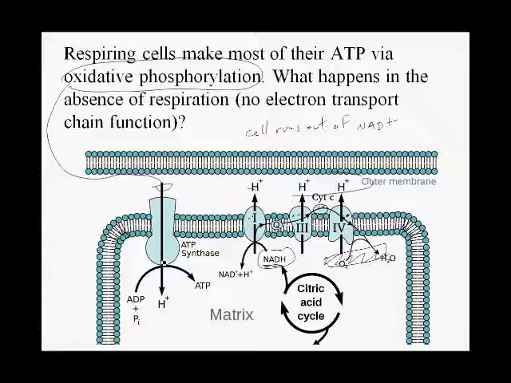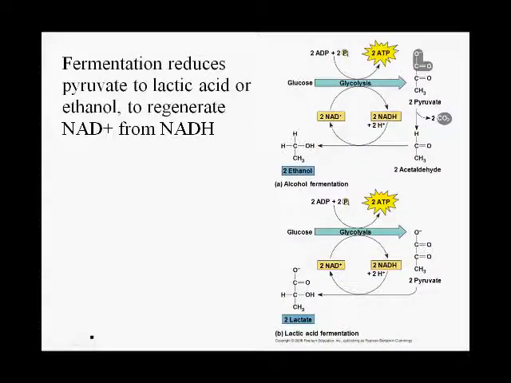So what can it do? Well, cells have an alternative to oxidative phosphorylation. Remember, the second way for cells to make ATP is through a process called substrate level phosphorylation, and substrate level phosphorylation occurs during glycolysis. You recall that glycolysis uses 2 ATP and makes 4 ATP, so there's a net creation of 2 ATPs through glycolysis.